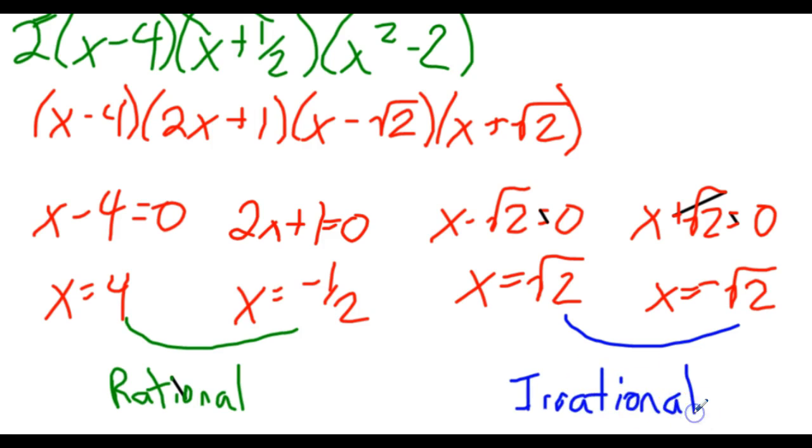irrational zeros. Remember, rational numbers are numbers that are integer divided by integer. Irrational numbers, anytime you have a radical, pi, the letter e, when we use that as a number in exponential functions, those are all irrational numbers.